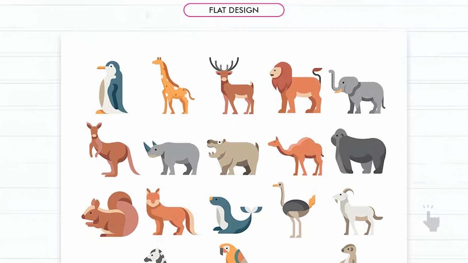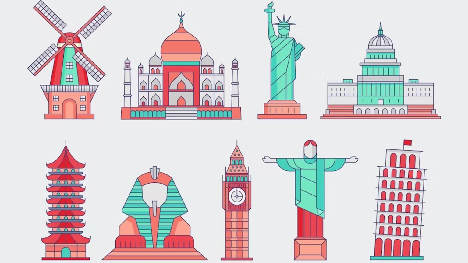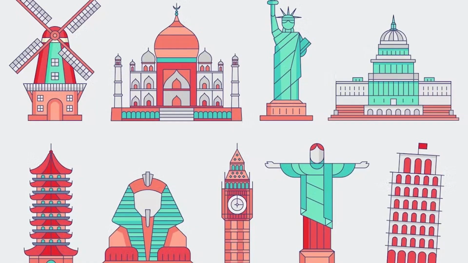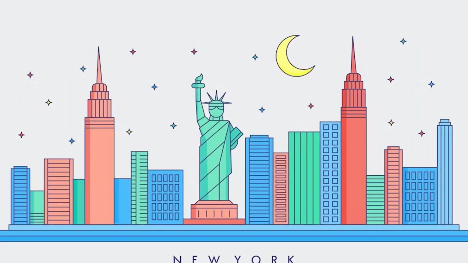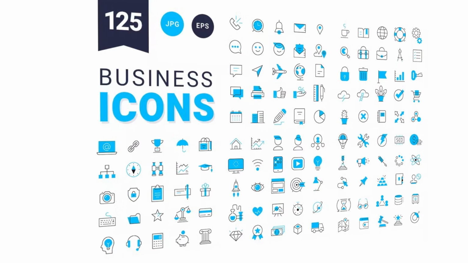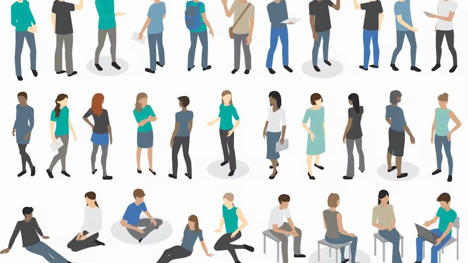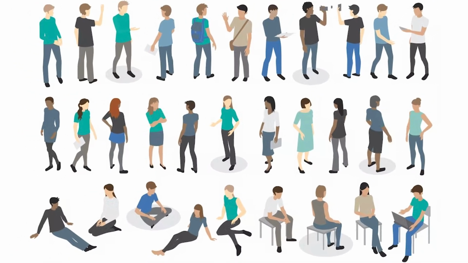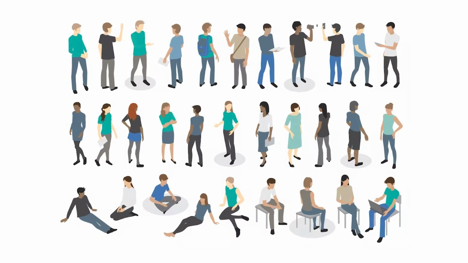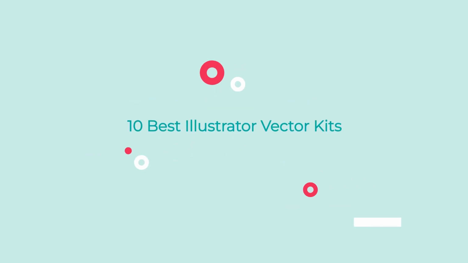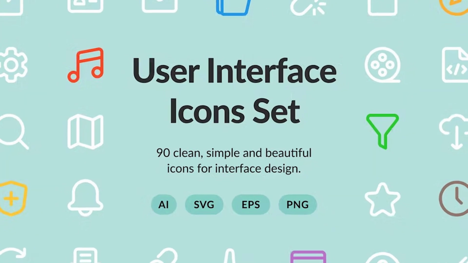A kit with 90 animal icons, vector illustrations of tourist attractions like Big Ben or the Statue of Liberty, and even a massive pack with over 100 business icons are just a few of the items we want to share with you in this list of our 10 best vector kits for Adobe Illustrator. So stay with us to find the best kit for your project.